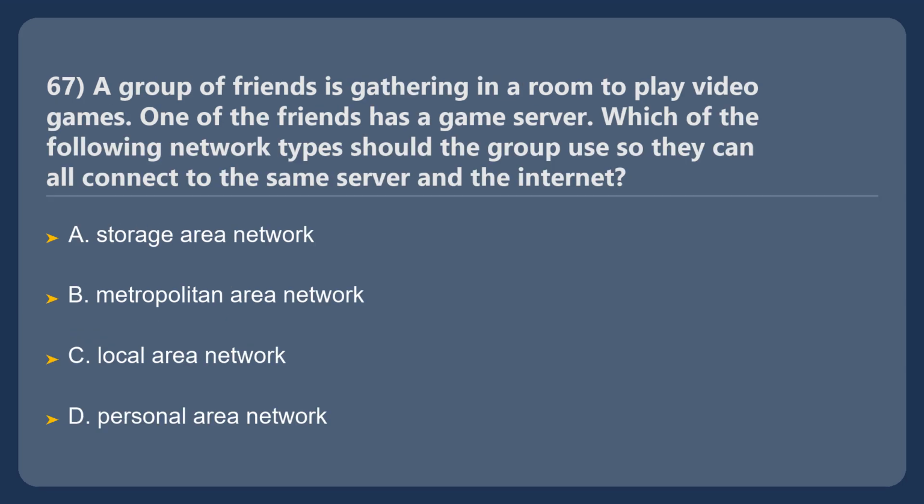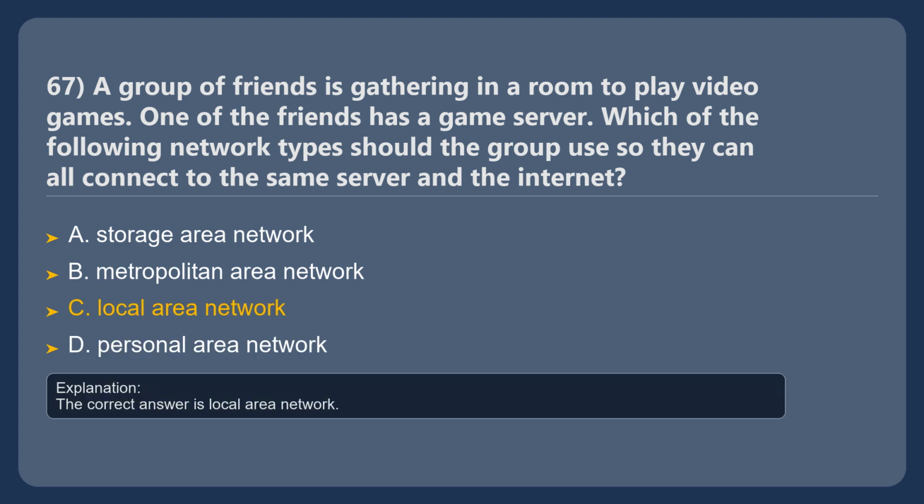Question 67. A group of friends is gathering in a room to play video games. One of the friends has a game server. Which of the following network types should the group use so they can all connect to the same server and the internet? Option A, storage area network. Option B, metropolitan area network. Option C, local area network. Option D, personal area network. The correct answer is option C, local area network.